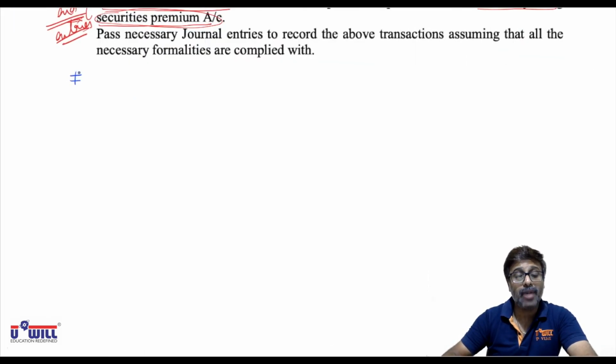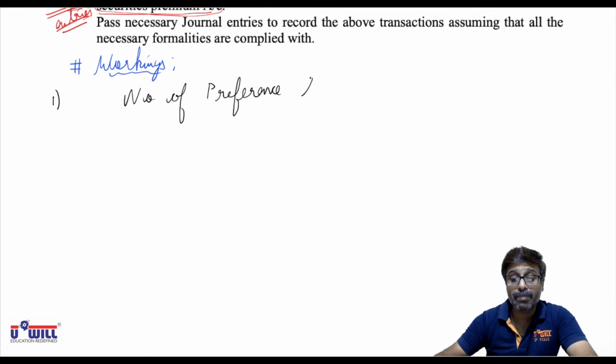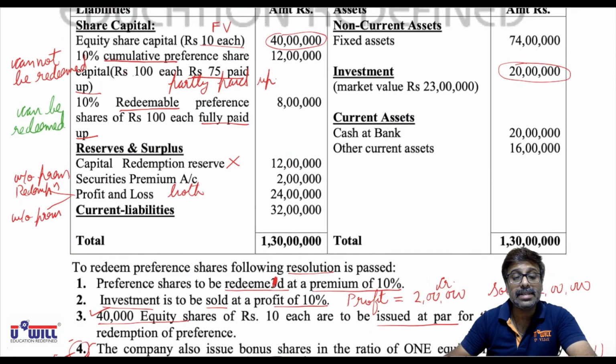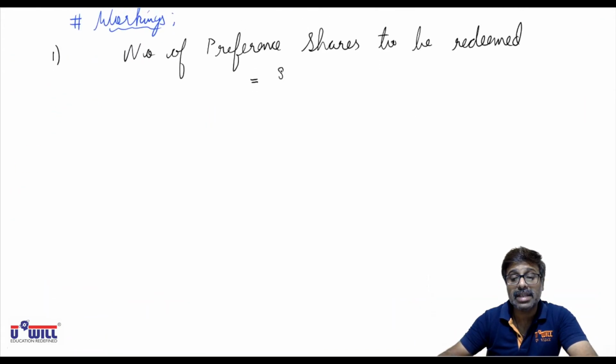I hope all of you would have tried the workings now, verified whether you got it correct or not. We name it as working note number 1: number of preference shares to be redeemed is equal to, you all can see here, 8 lakhs divided by 100. 8 lakhs divided by 100 means 8,000 preference shares are there. So 8,000 preference shares are to be redeemed.